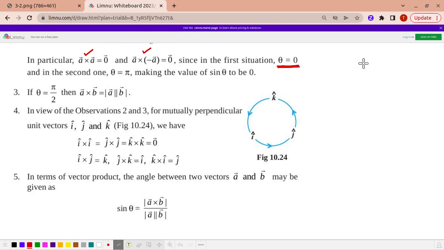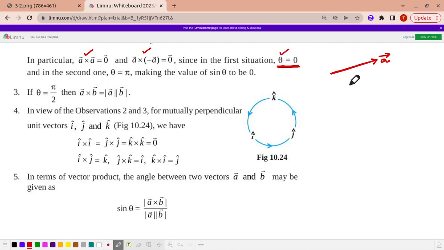So, let us take a vector A, suppose this is a vector A. Now, we are making a cross product with the same vector, that means again the same vector A. So, what will be the angle between these two vectors? 0, that is why it is mentioned theta equal to 0.